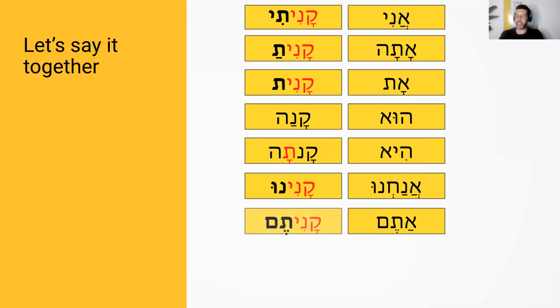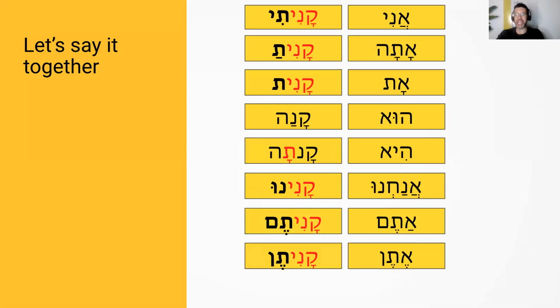And you bought. Say it with me. I'm going to drink from my coffee and you're going to say it. I'm just going to say the pronoun. Atem. Say it. Nice. Kanitem. The feminine: Aten. Kaniten. You bought. Feminine plural: Vehem or hen.